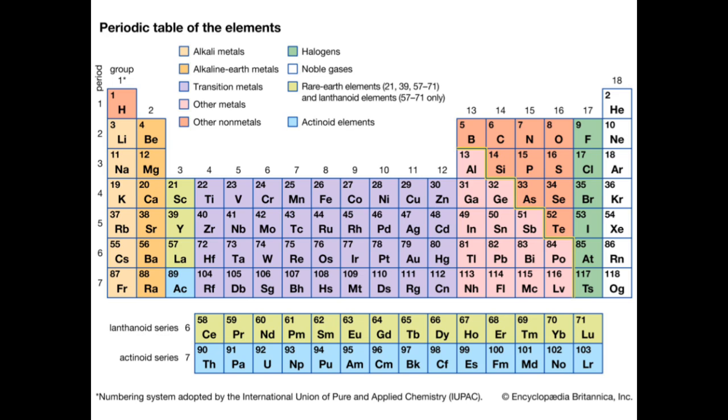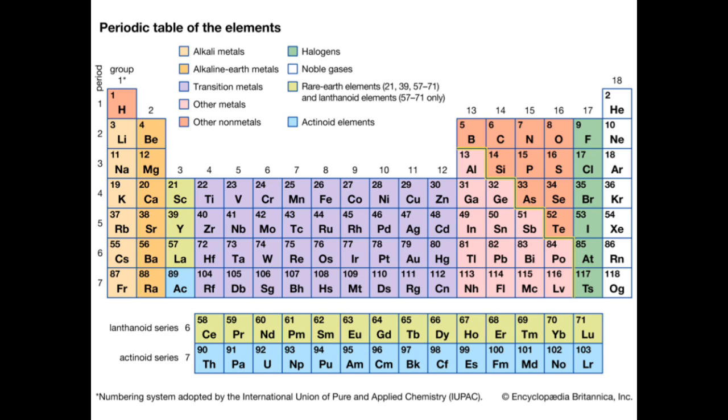Then you have group 13, which they sometimes call group 3 as well in other diagrams. You have group 14, group 15, group 16, group 17, and group 18. Group 18 are called the noble gases. Group 17 are called the halogens. Group 16 are called the chalcogens.